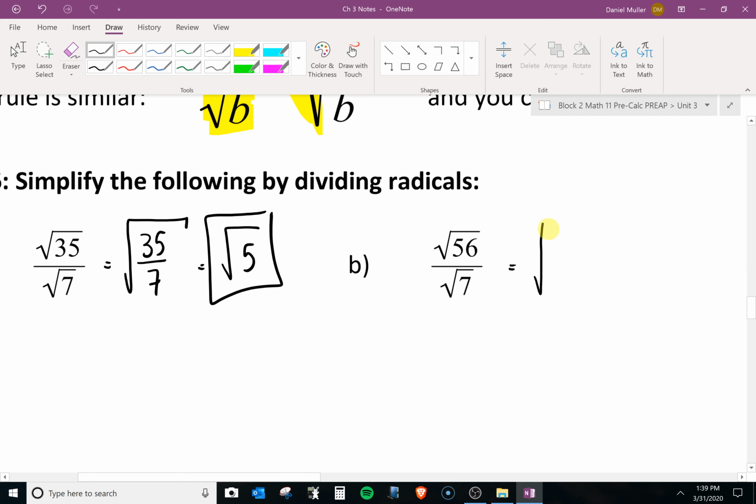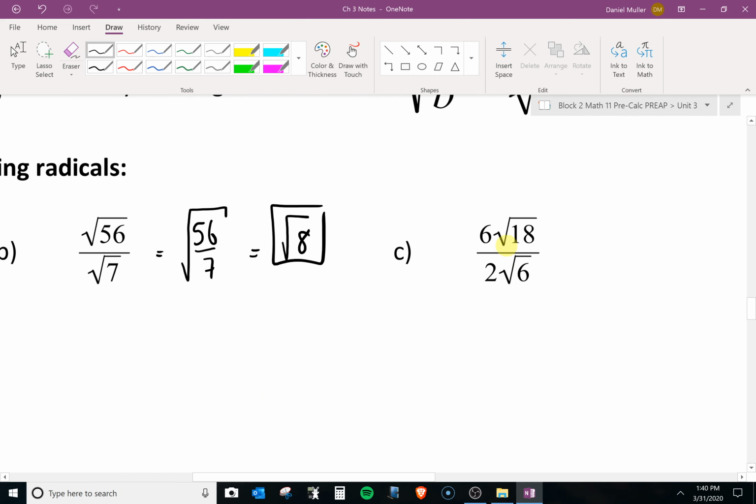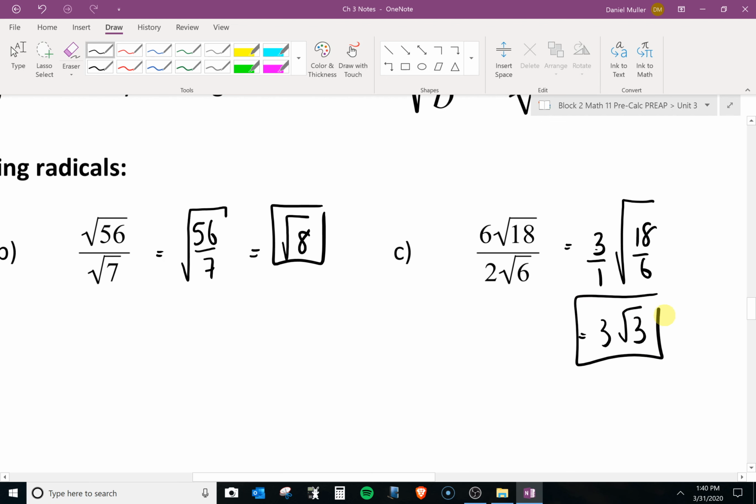So again, I can join this together to 56 over 7, and that is just 8, and I'm done. Now sometimes you can have outside parts with it. So the 6 and the 2, well, I can reduce that to a 3 over 1, and then the square root, the 3 over 1, and the square root I can join together to become an 18 and a 6. Now 3 over 1 is just a 3, and 18 over 6 is also just a 3, so I have 3 square root of 3.